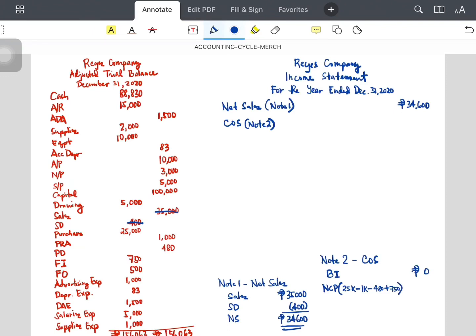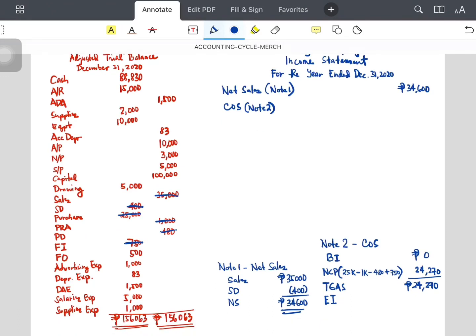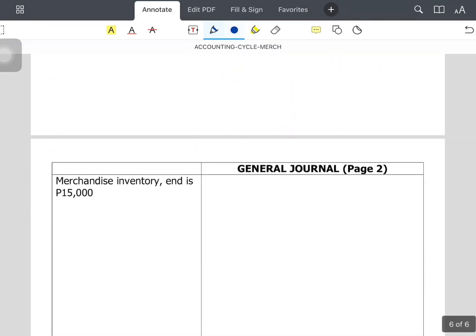So your net cost of purchase is 24,270. You add these two to get your total goods available for sale, 24,270, and then deduct your ending inventory. But before I give the amount for the ending inventory, let's cancel the account titles we used. For the amount of the ending inventory, it's not 0. Most of the time, it will be given in problems. So here, the ending inventory is 15,000.